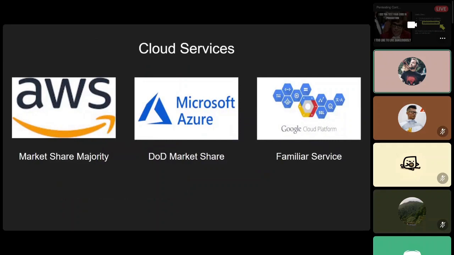Now we're going to pivot. We're going to start pivoting into cloud, okay? So as you can see, these are the three big cloud service providers. We're going to kind of make quick mentions of others, but these are the big ones that we always like to talk about.